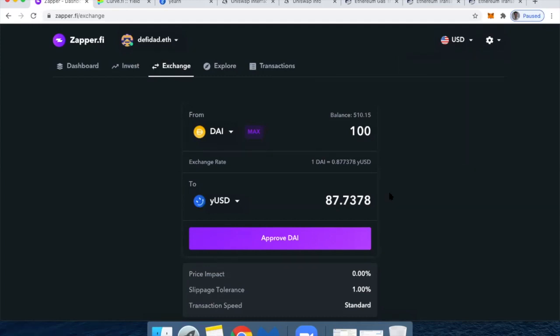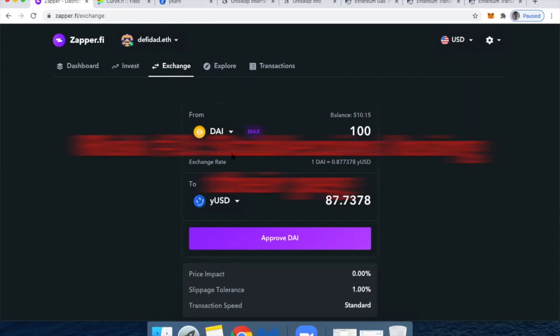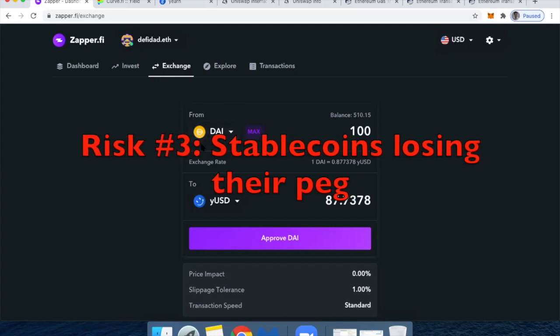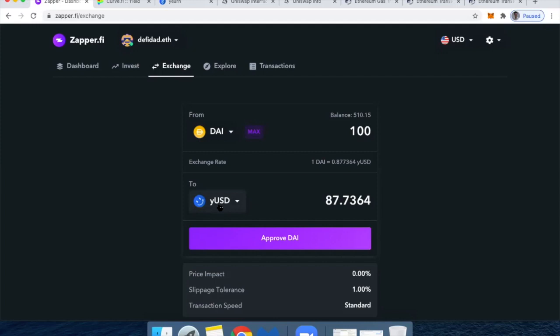The next risk to consider is the usual exposure to stable coins. By holding yUSD, I am exposed to 4 different stable coins, any of which could depeg for a number of reasons, but it's a risk that I always live with when I hold stable coins.